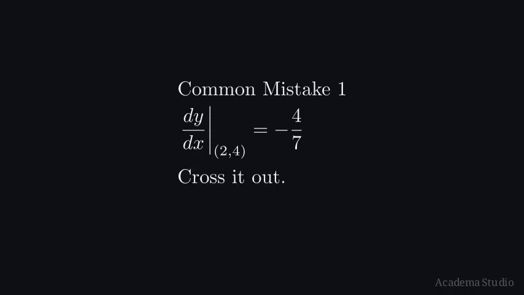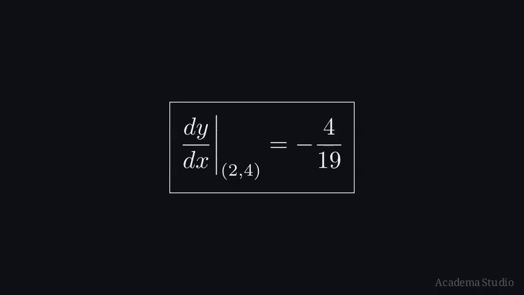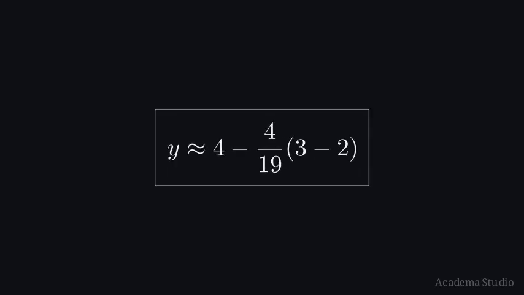Common mistake 1. The derivative of y with respect to x, 2, 4, equals negative 4 over 7. Cross it out. 3 plus 4, 4, equals 19. The denominator is 3 plus 4 times 4, not 3 plus 4. Common mistake 2. Y 4 minus 4 over 19, 3. In the tangent line formula, use the change in x, which is 3 minus 2, not simply 3. The final answer, y 4 minus 4 over 19, 3 minus 2.